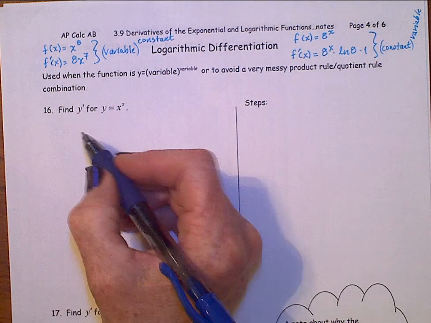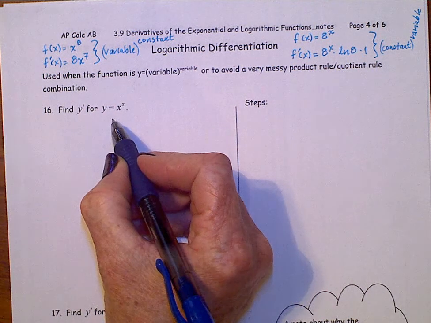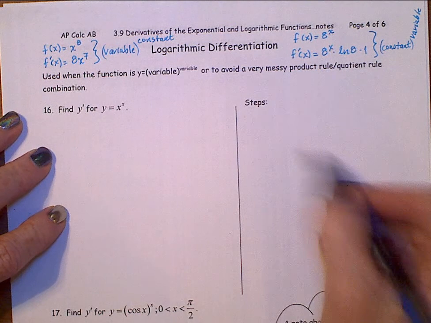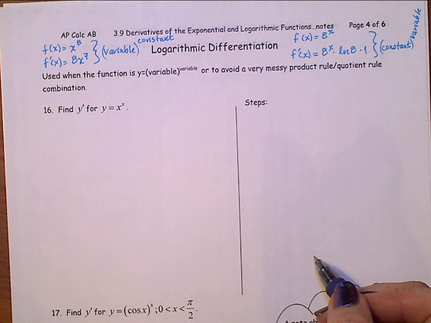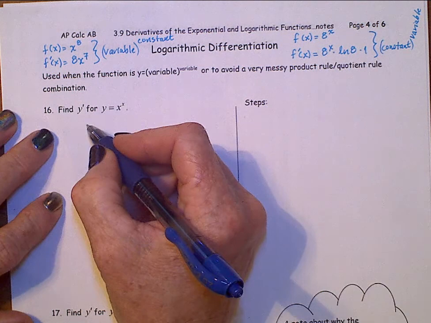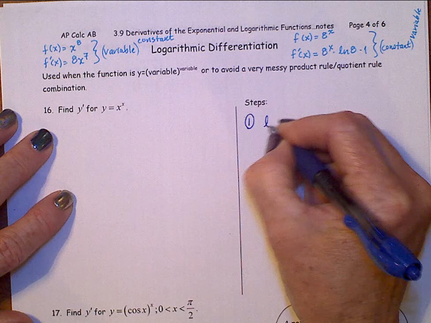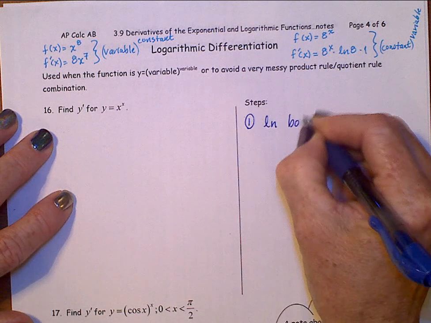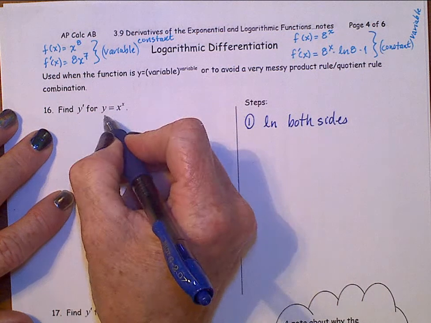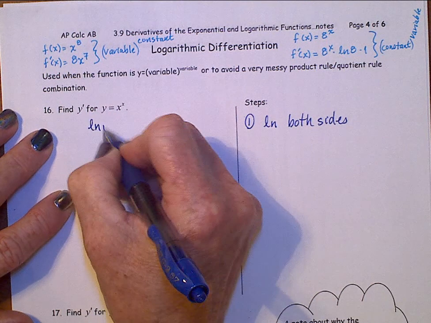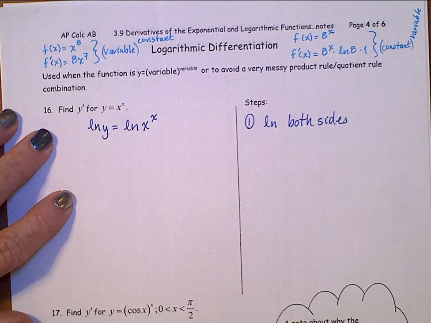And at the same time that I take you through this process of logarithmic differentiation, I'm going to iron out what the steps are for you so that you can do this later, because there's quite a few steps to do. All right, the first thing that we're going to do is to take the natural log of both sides. So we'll have the natural log of y equals the natural log of x to the x.